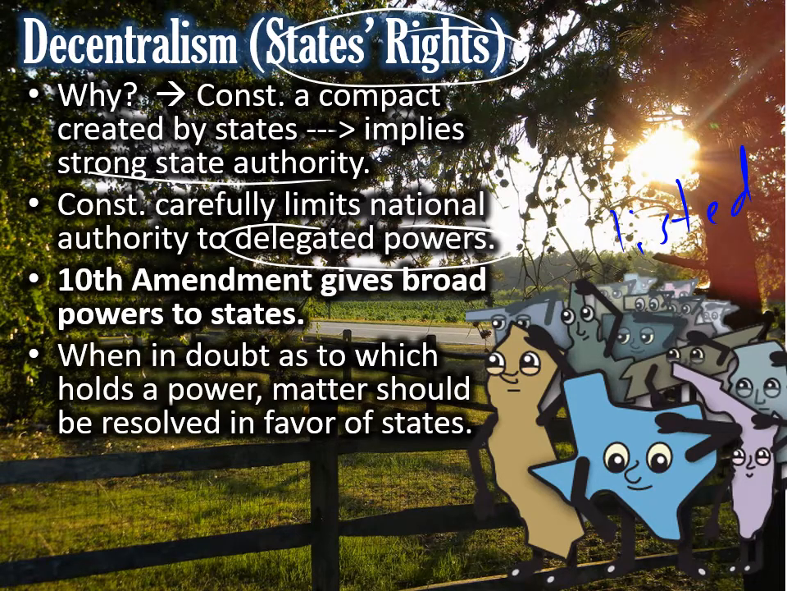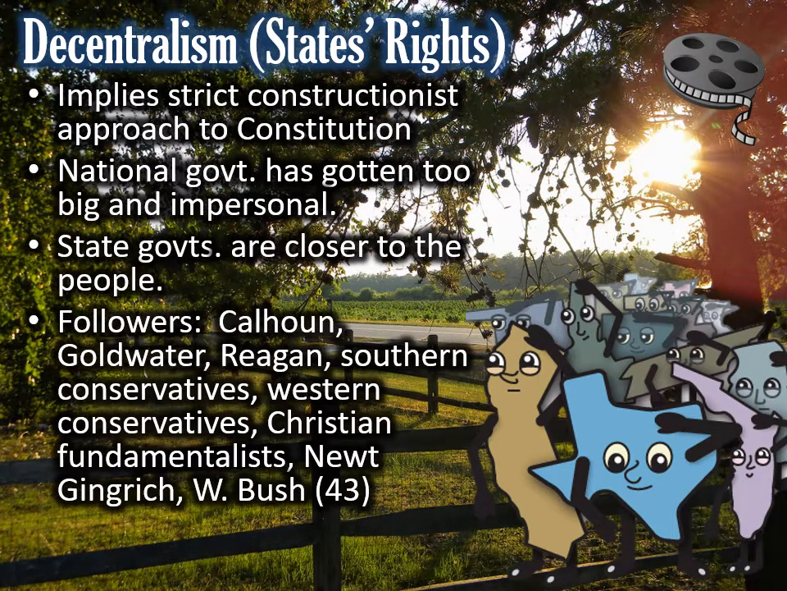What that means is if a power is unlisted, then it should favor the states. Now, if the power is listed and it goes head to head with the federal government, we know from the Supremacy Clause that the federal government should reign supreme. Okay, if you believe in a decentralism argument or a states' rights argument, you believe you're a strict constitutionalist. That means you believe that the Constitution should be interpreted exactly as it is, and not loosely interpreted.